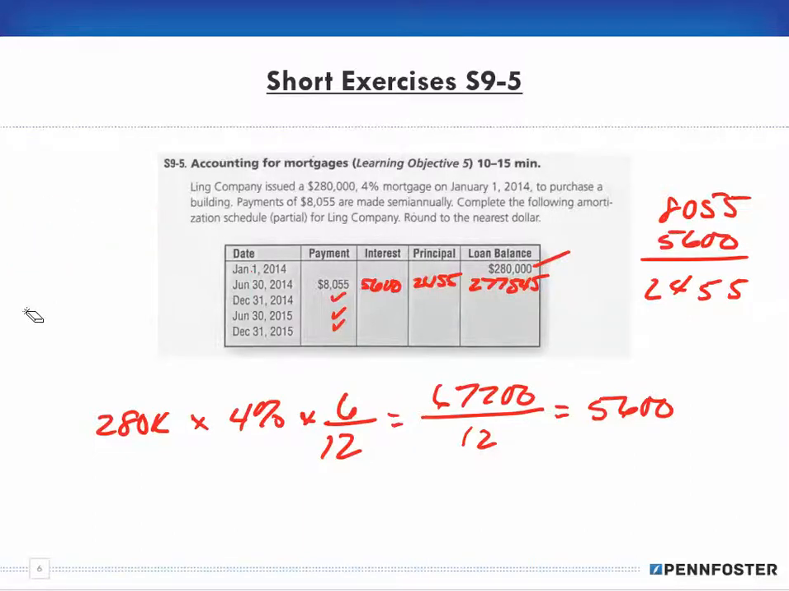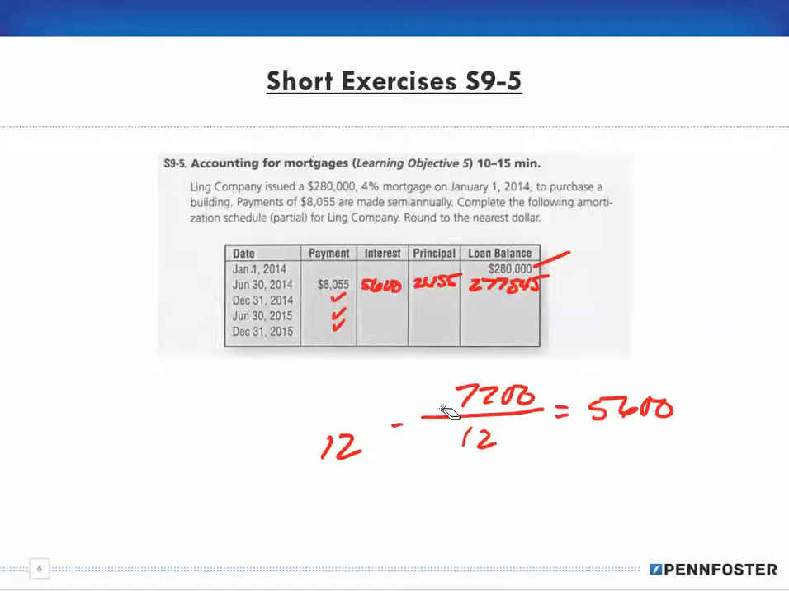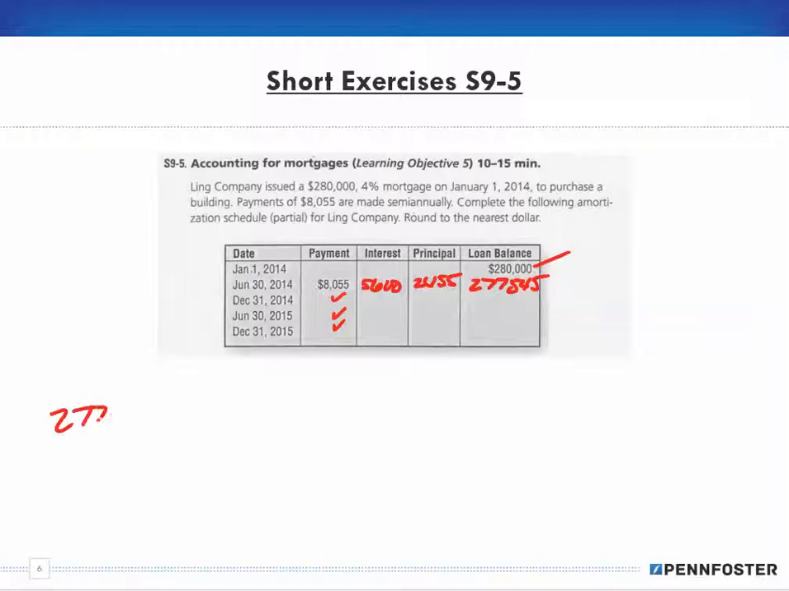Basically, what we just did, I'll do it one more time. I'm not going to do it all four times. That's what we do as we continue down the page, except now, instead of using the balance of 280,000, we're going to use the balance of 277,545. We always use the new loan balance in order to calculate our interest. Wait a minute, let me back up one second. So that was for June 30th.